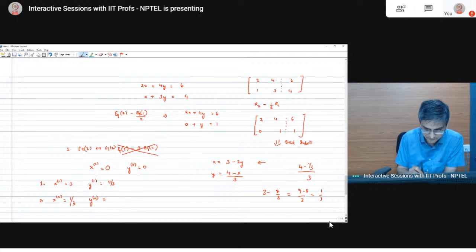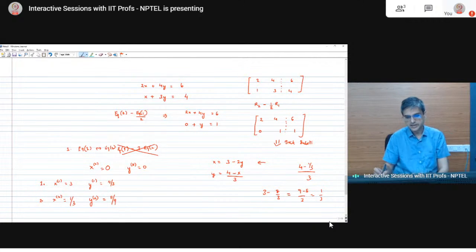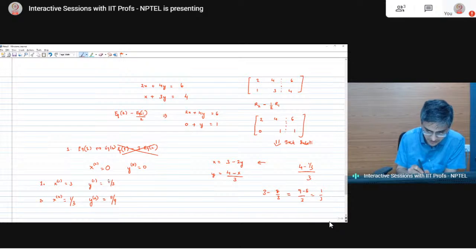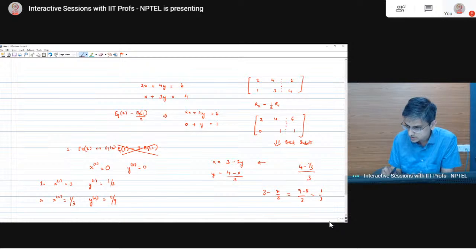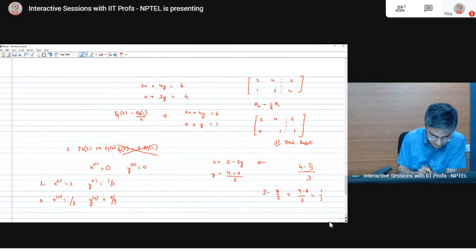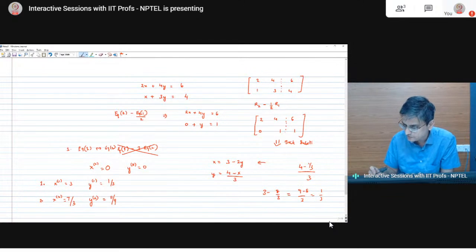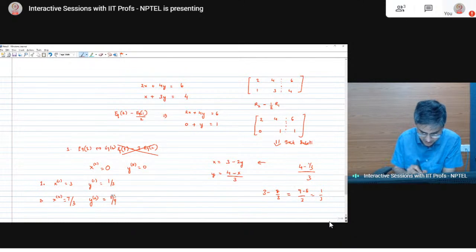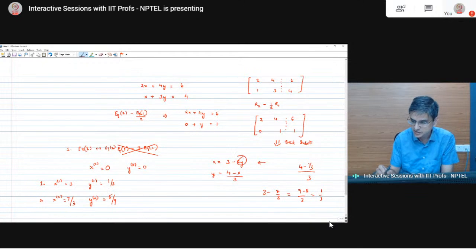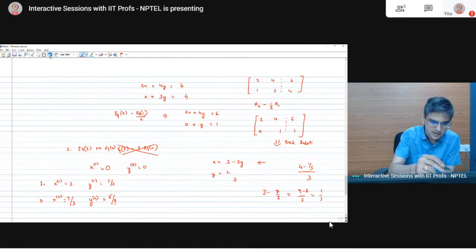Okay, oh, actually this should have been different. 3 minus 2 by 3 is 9 minus 2, 7 by 3. And if I put 7 by 3, 12 minus 7 is 5, so 5 by 9. Then I can put 5 by 9 in this equation and calculate the value of x. Whatever value of x I get, I can put in this equation and calculate the value of y.